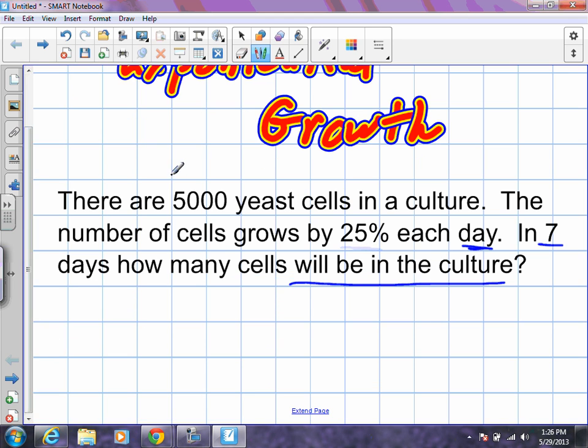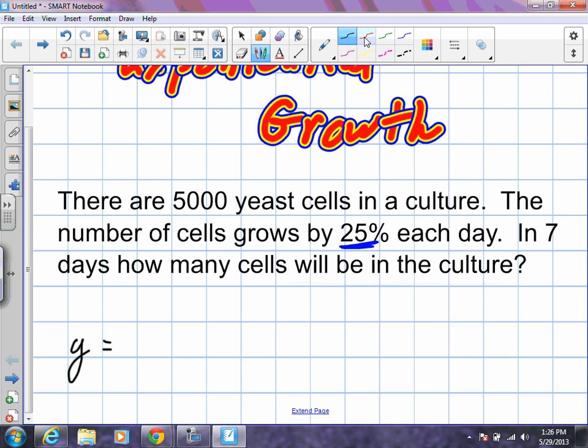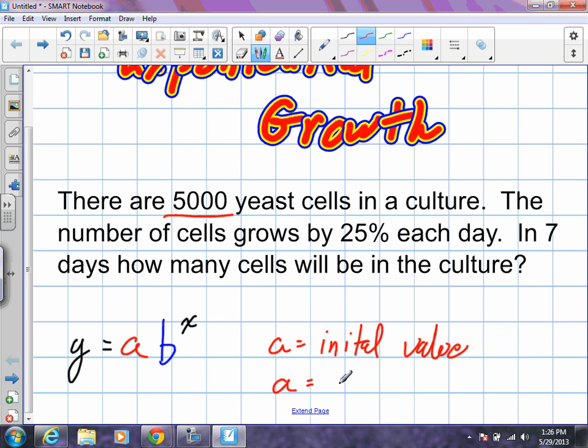Okay. So because we have a percentage increase, we are using an exponential equation here. We have y is equal to a b to the power of x. Now, there's a couple of things we need to talk about. First of all, a is our initial value, if you guys remember from yesterday. All right? Initial value, which in this case, what is our initial value? How many cells are there? That's right, 5,000. So in this case, our a is 5,000.